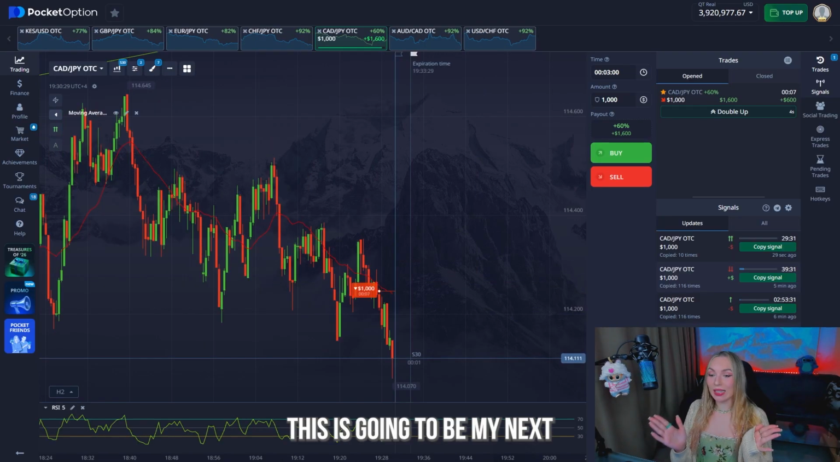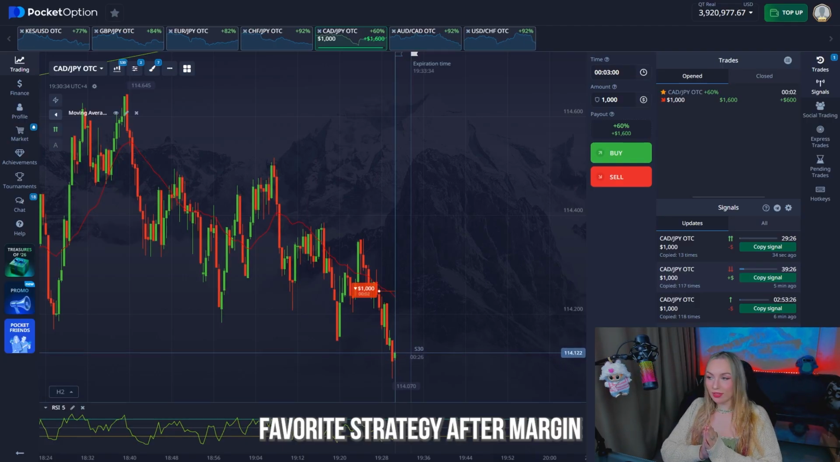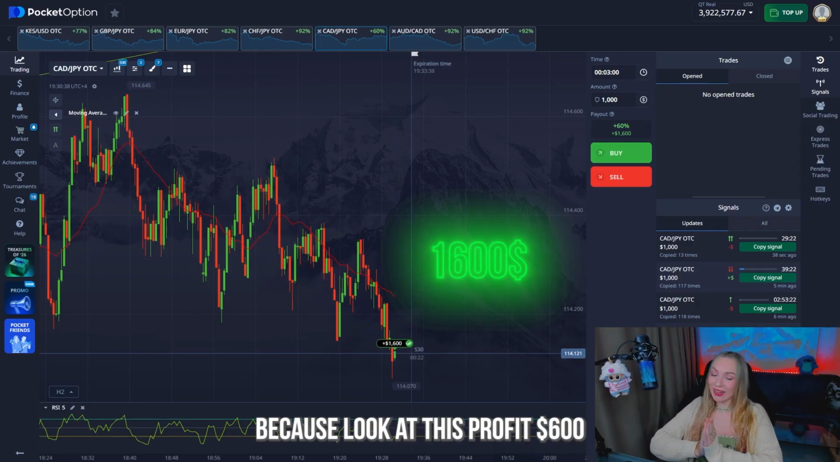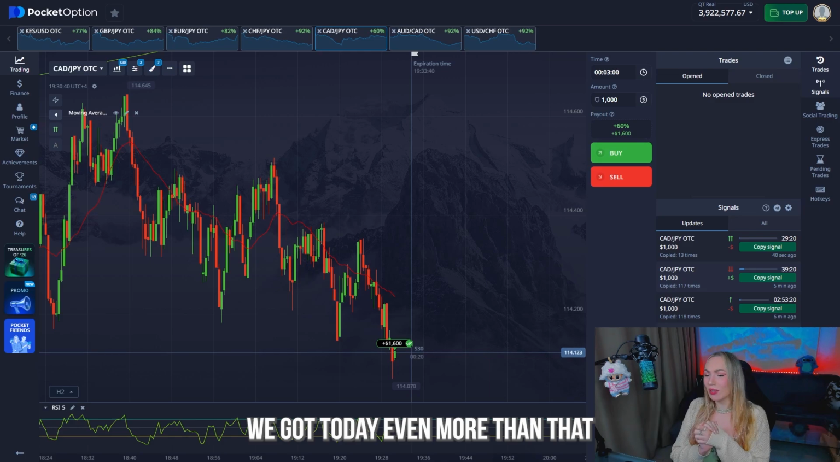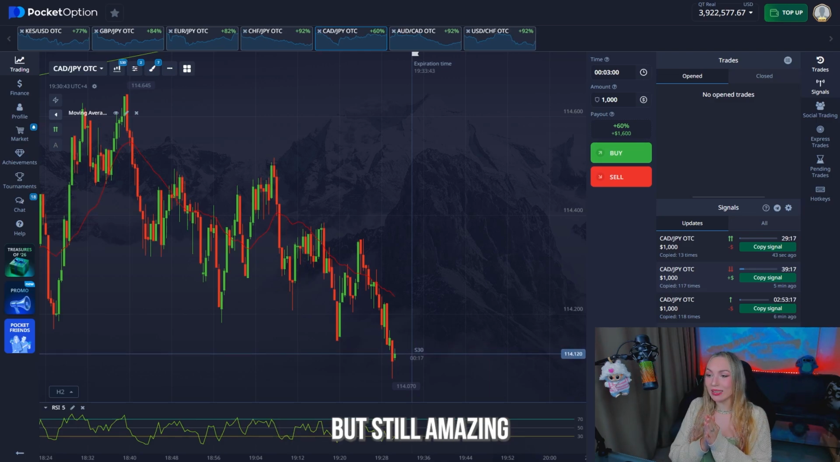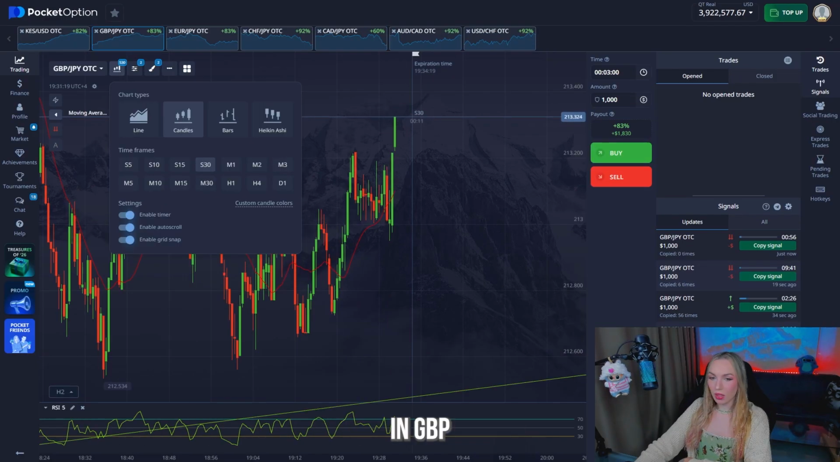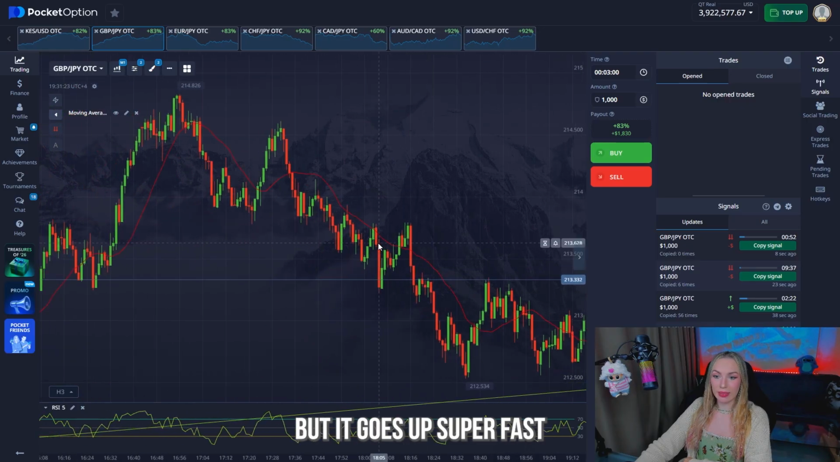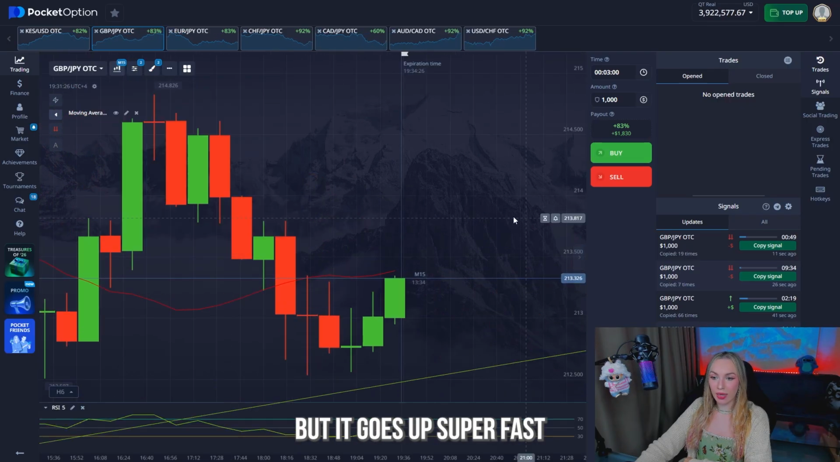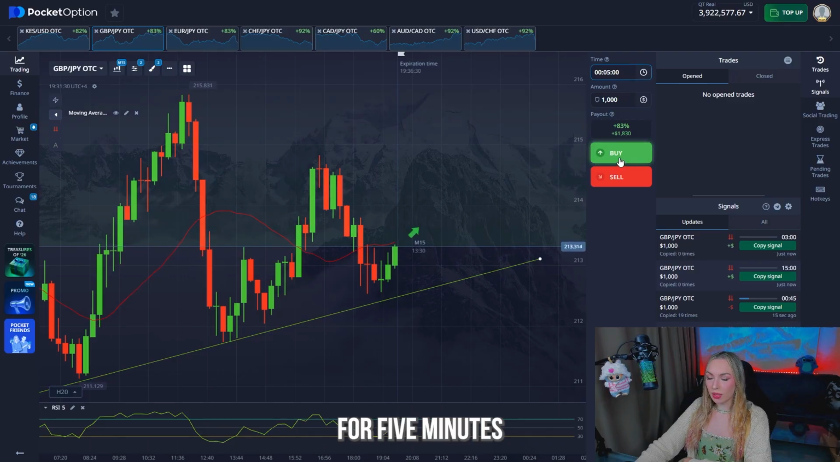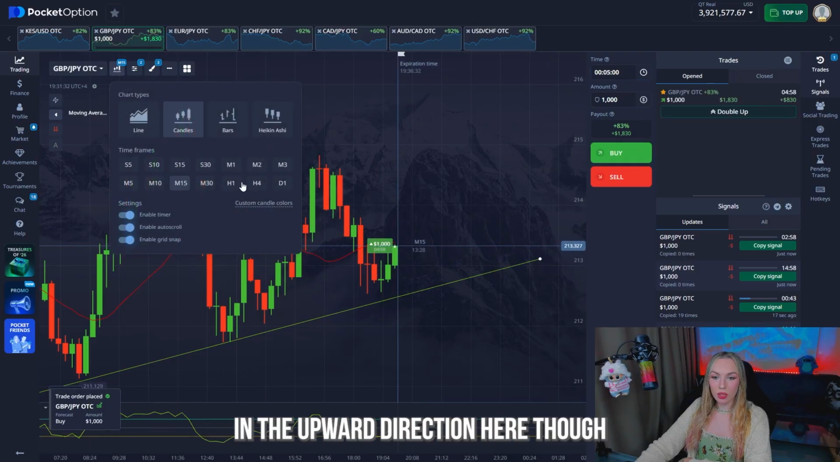I think this is gonna be my next favorite strategy after MACD and moving average, because look at this profit, $600. Of course we got today even more than that, but still amazing. 3 minutes and $600. You can also do that. In GBP JPY just formed a signal in the upward direction, but it goes up super fast. But I think we can enter for 5 minutes in the upward direction.